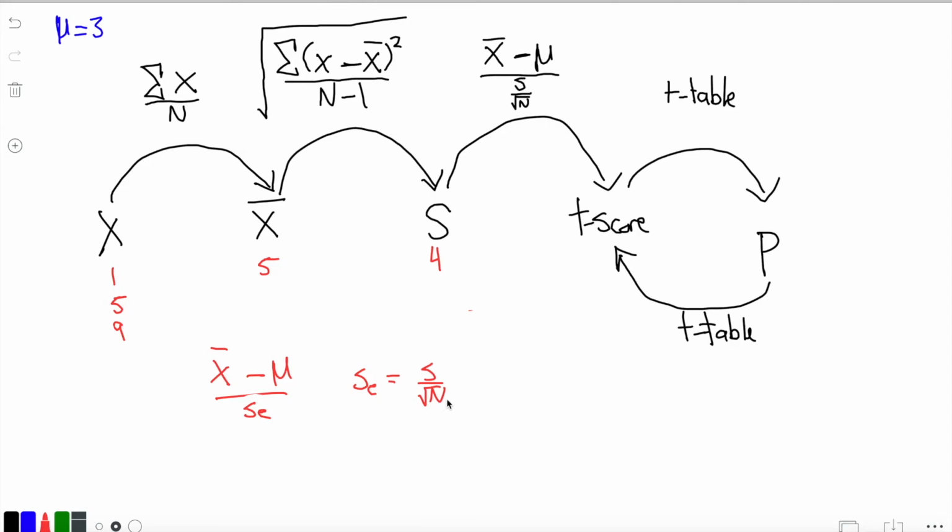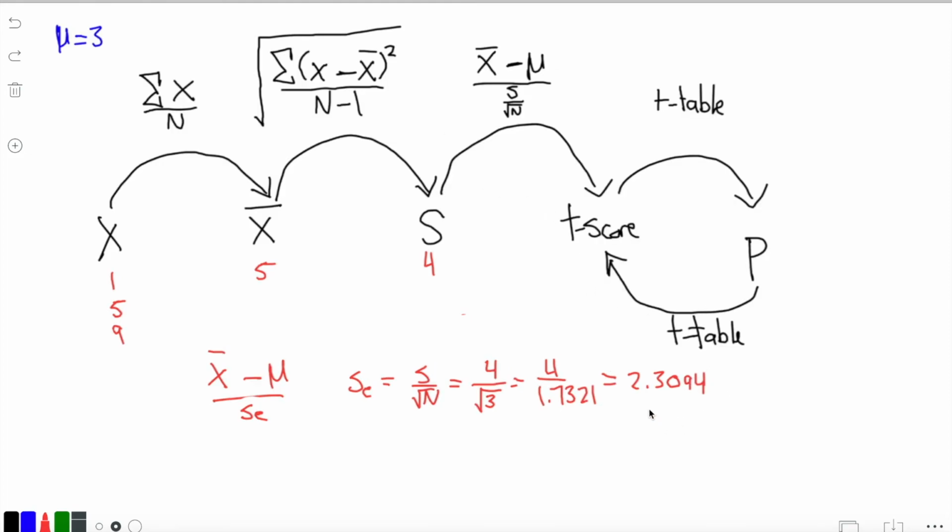where your standard error constitutes this equation here. So we can easily figure out our standard error as our s, which is 4, divided by the square root of our n, so square root of 3, because again, n is how many observations we have. And that equals 4 divided by 1.7321, which then equals 2.3094. So now this is your standard error. We're going to put that at the bottom of this equation.